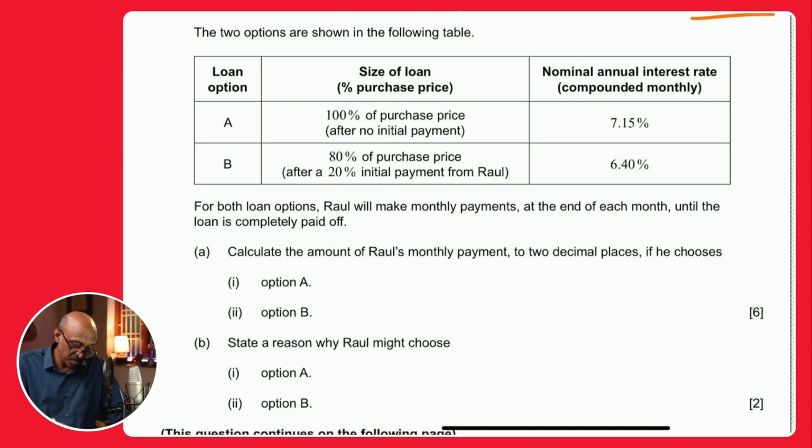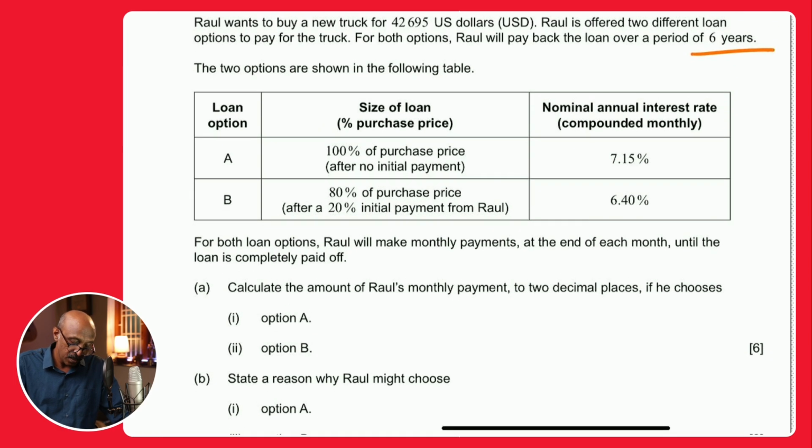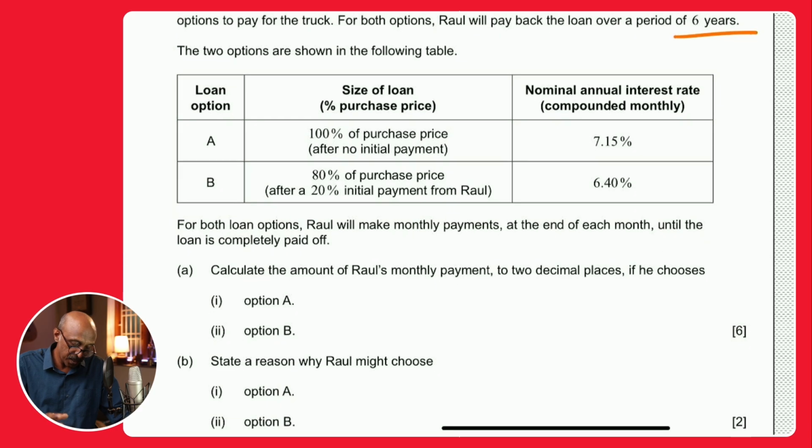There's an option A and option B, with the size of the loan as a percentage of the price. The first loan, option A, is 100% of the purchase price. He'll get the loan, and for that he has to pay a nominal annual interest rate compounded monthly. Keep an eye on those things. How many times is it compounded a year? 12 times. And option B is 80% of the purchase price.